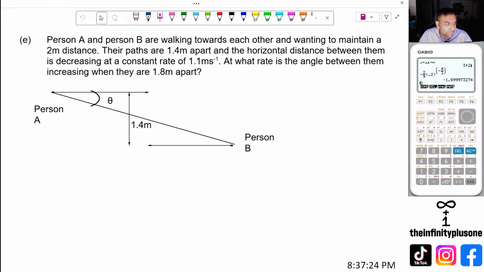Okay, so let's have a look at what the question's actually asking, and maybe I might give you a couple of hints. We've got two people that are walking next to each other, and wanting to maintain a 2-meter distance. How's that going to work? Their paths are 1.4 meters apart, and there is a horizontal distance between them.